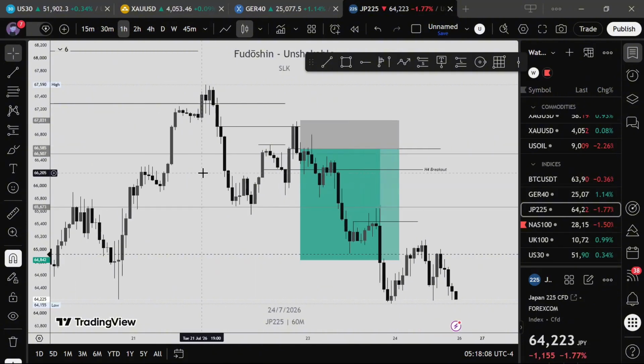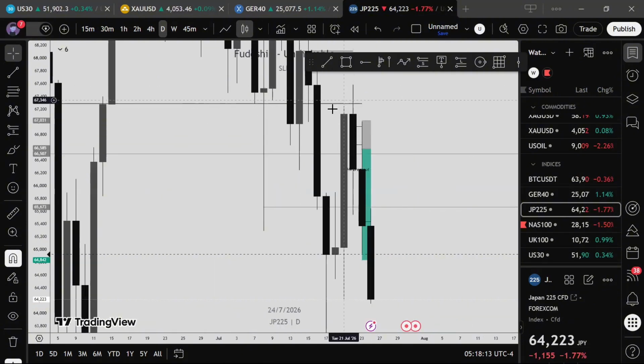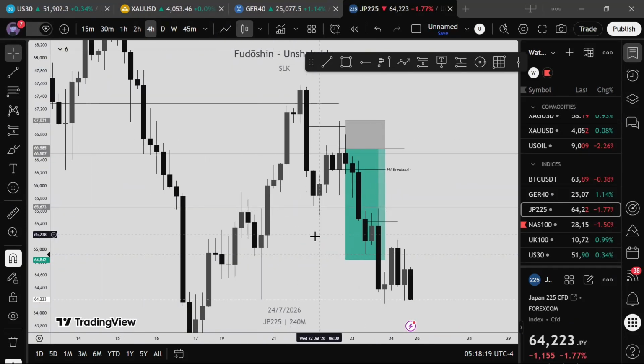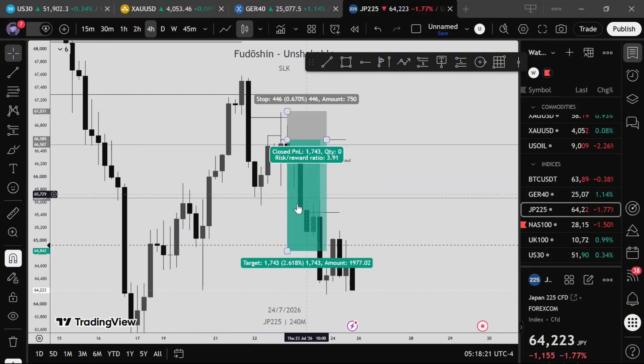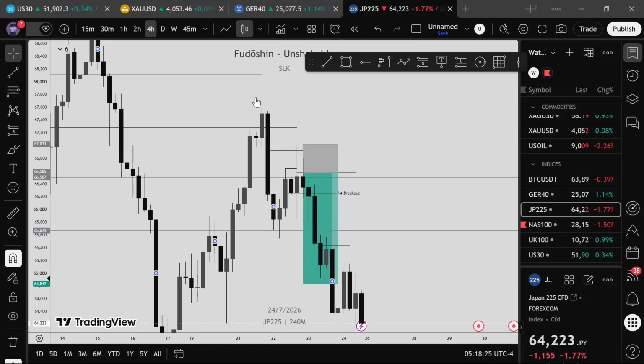So very easy. We've seen what it was like from the daily. From the daily, we had this sweep of liquidity and a closure. We had a 4-hour break of structure to the downside. The 4-hour break of structure happened right here. So immediately after this, you can be confident that you can be looking for sell.